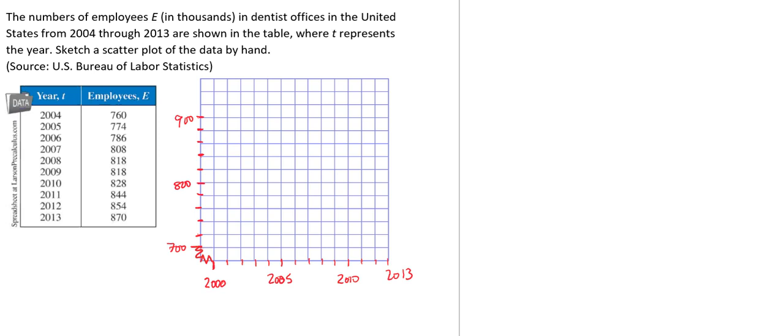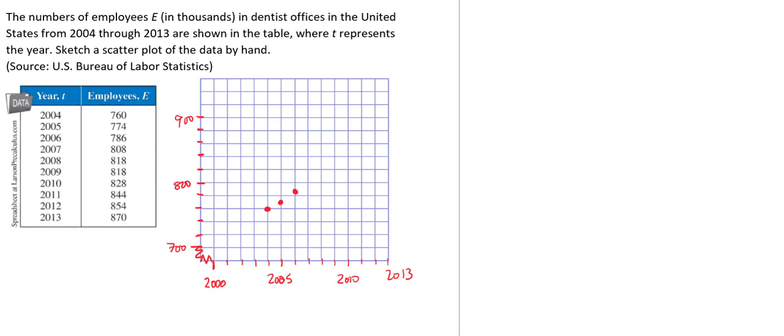At 2004, we have about 760. So here's 2004, 700, 720, 740, 760. So here's our first point. In 2005, we had 774, so that's going to be about part way. In 2006, we had 786, so almost, oops, a little bit farther. Oops, there we go.